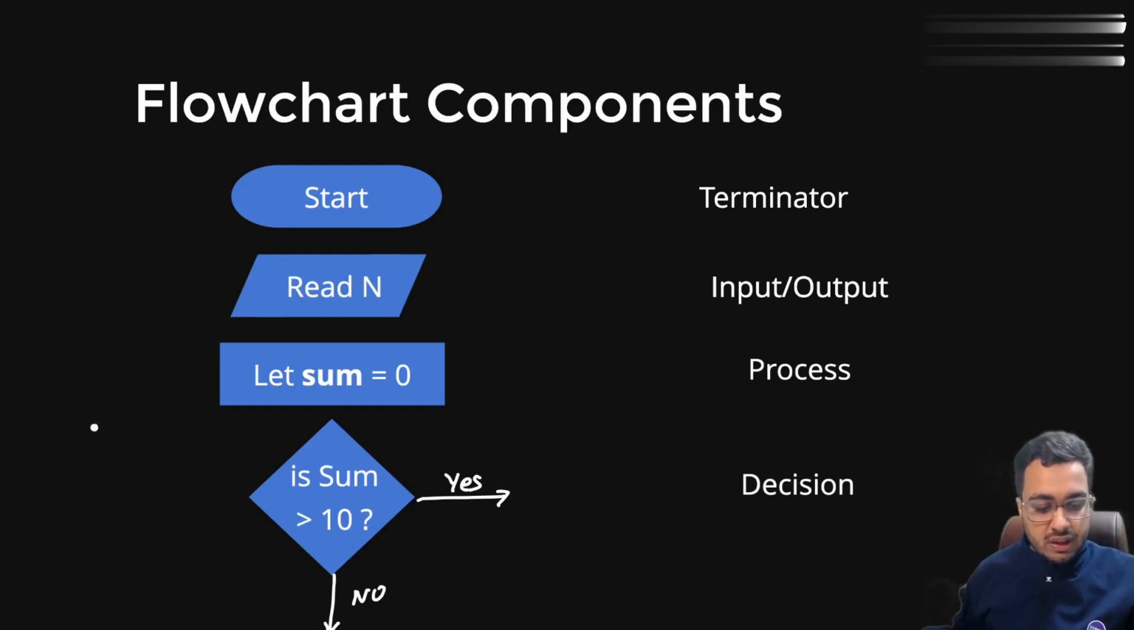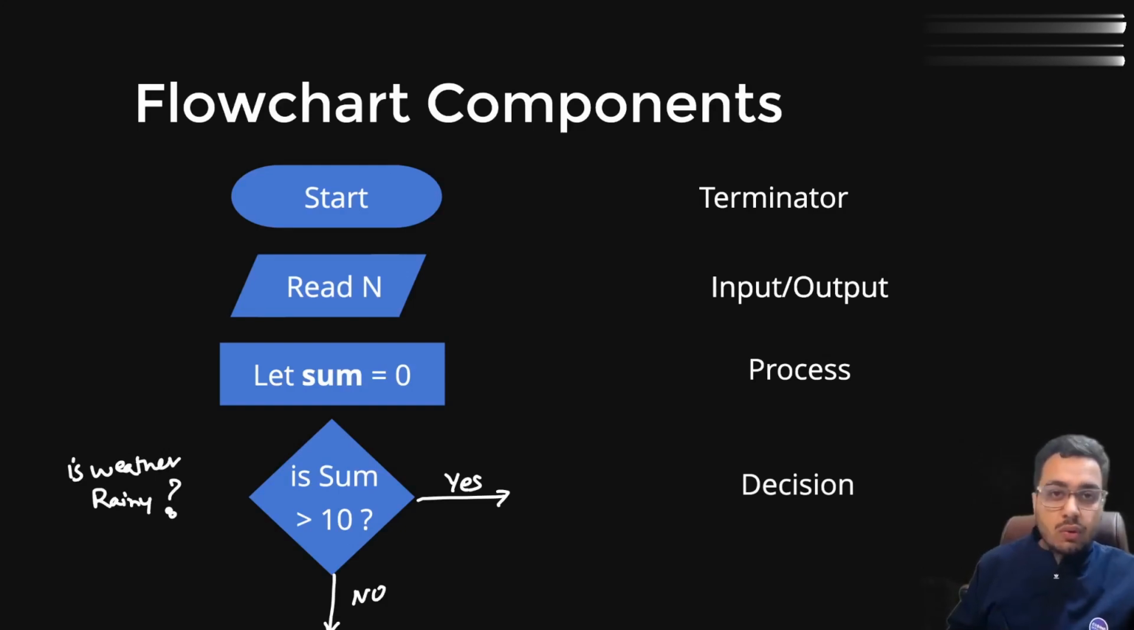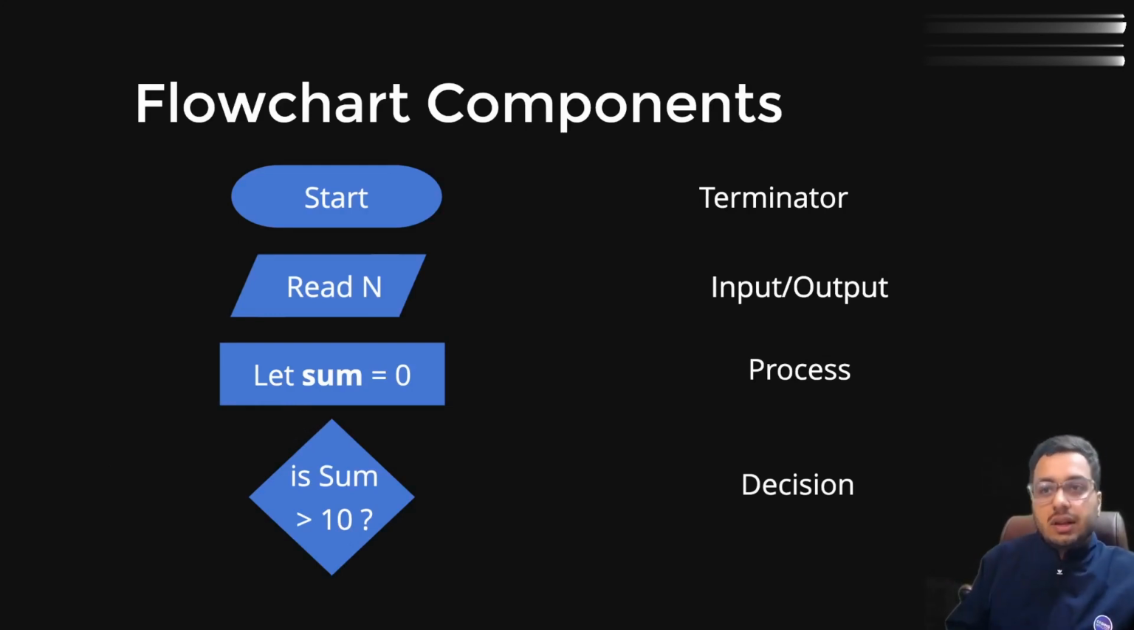An example of a condition could be, is the weather rainy? If it is rainy, I want to go out with an umbrella. If it is not, let us assume it is sunny, I will go with sunglasses, something like this. So, every time you have to do some work based upon a certain condition, you will depict the condition inside this rhombus shaped box. This box is used to denote the condition.